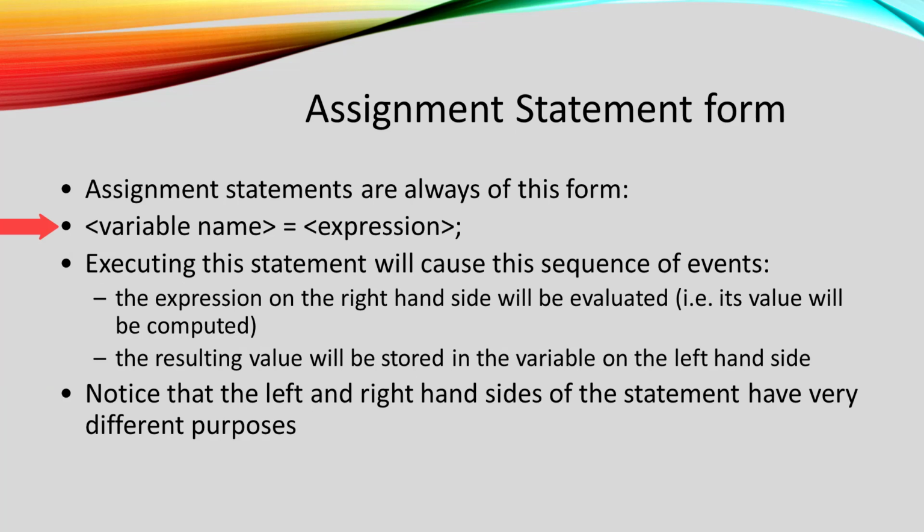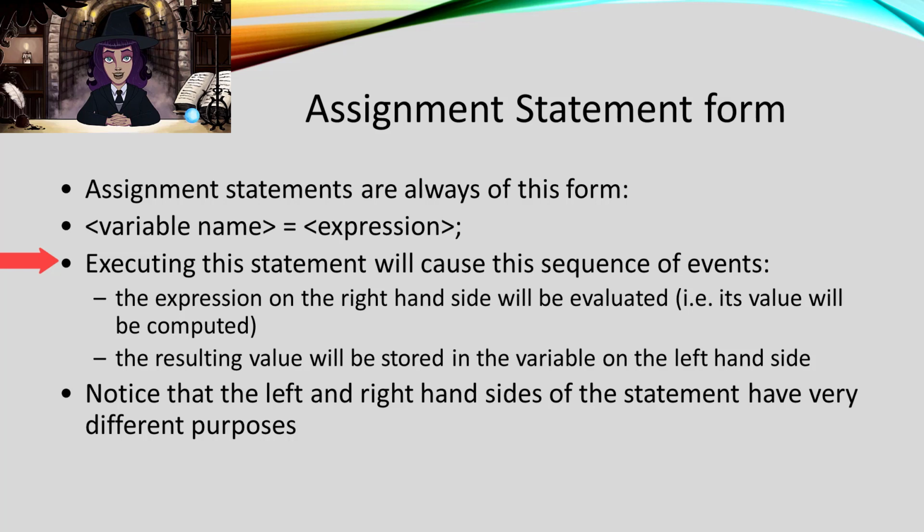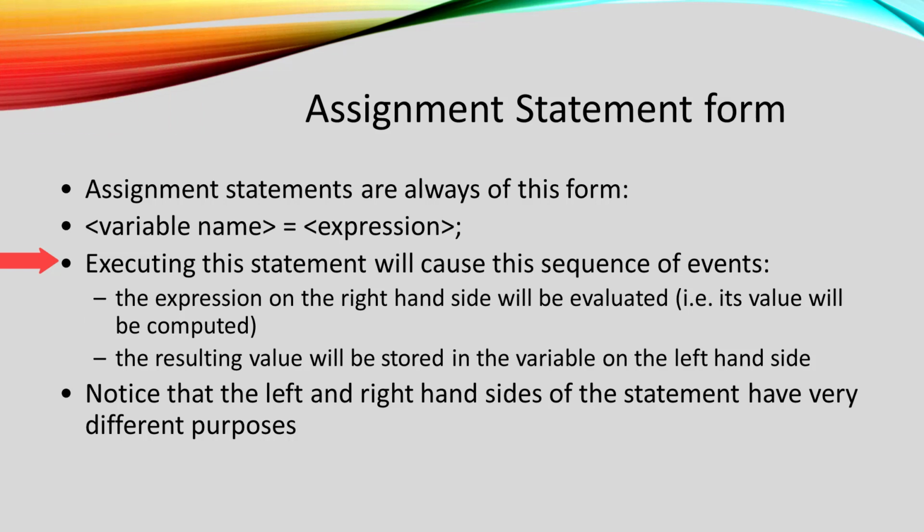Assignment statements always look like this: a variable name, an equal sign, an expression, and a semicolon. Note that the things inside the triangle brackets get filled with appropriate details when we write the code. When an assignment statement runs, the computer calculates the value of the right-hand side of the statement. We call that evaluating the expression. Then that value is stored into the variable whose name is on the left-hand side of the equal sign. It's really important to notice the purpose of the two sides of the instruction are different. The variable name that is being stored into is always on the left, and the value that we want to store there is always on the right.